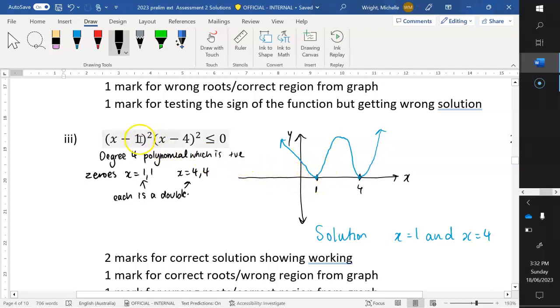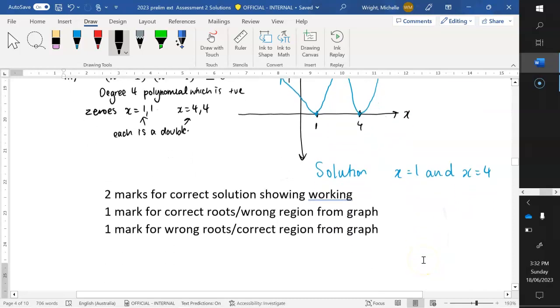So positive quartic, 2 lots of double roots means it starts up here. It's going to bounce at that first one. It's going to go down and bounce at that second one. So we're going to end up in this quadrant up here. So I was looking for where it was less than or equal to 0. It is never less than 0, but it is equal to 0 at x equals 1 and x equals 4. And that was a solution that I was after for that one.